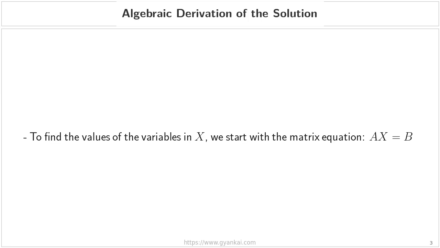Algebraic derivation of the solution. We begin with the matrix equation we established in the previous slide. A times x equals b. Our goal here is to isolate the variable matrix, x, so that we can find its individual values.